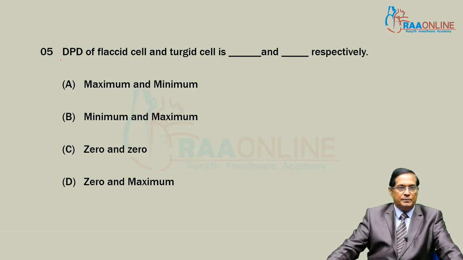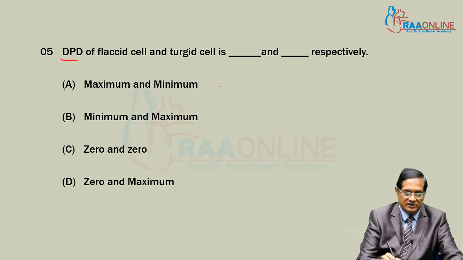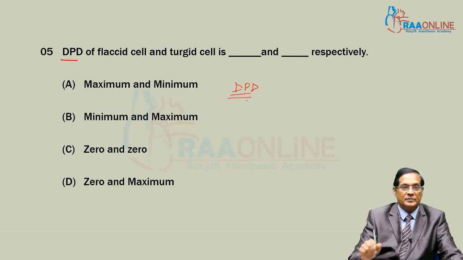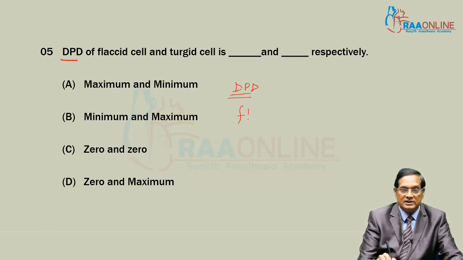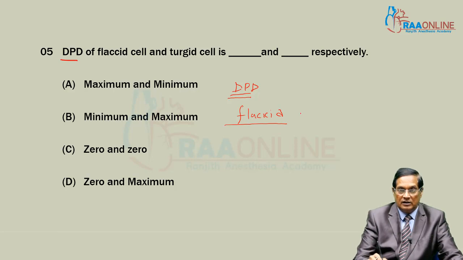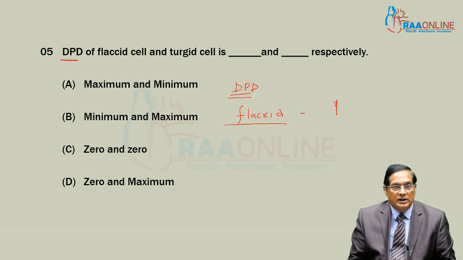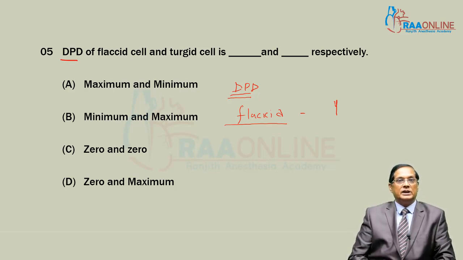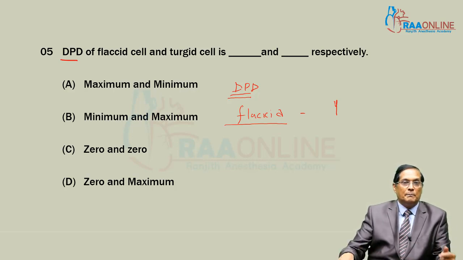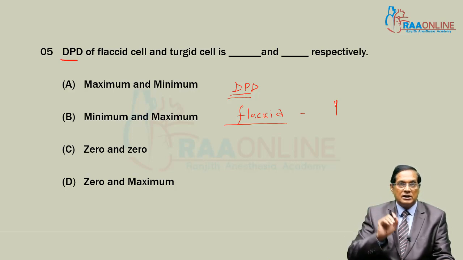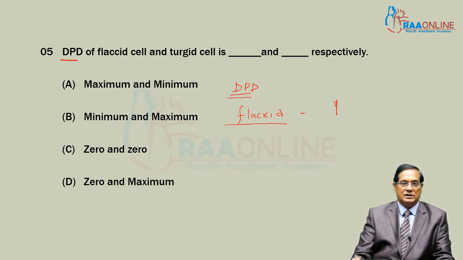Question number 5. DPD, that is diffusion pressure deficit. Flaccid cell, that is no water in it. Turgid cell, that is with maximum water. So let's talk about the DPD, diffusion pressure deficit. If water is not there, then there is maximum diffusion pressure deficit. If water is there, then minimum diffusion pressure deficit.